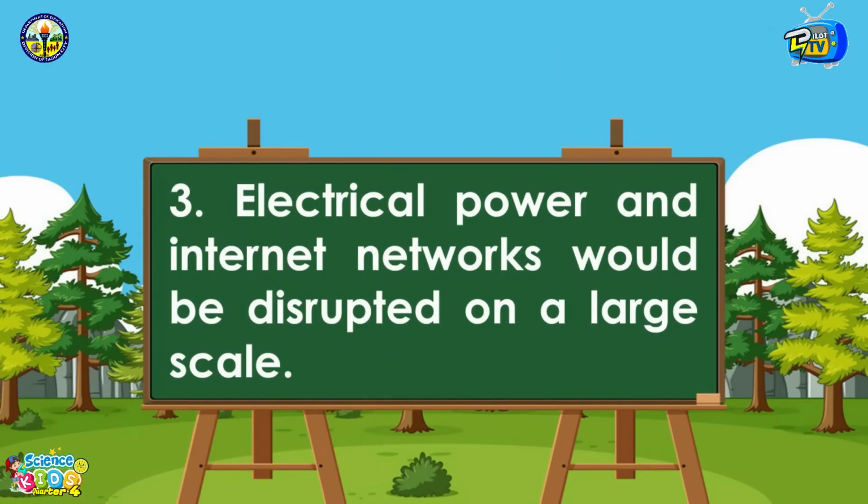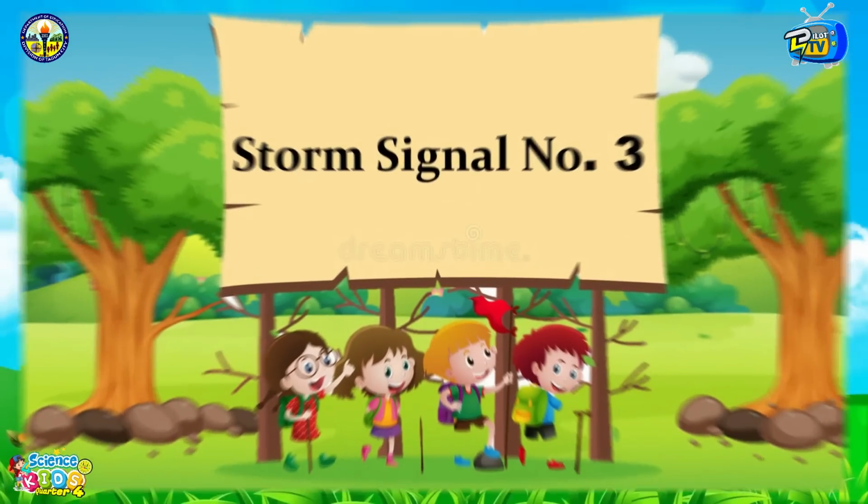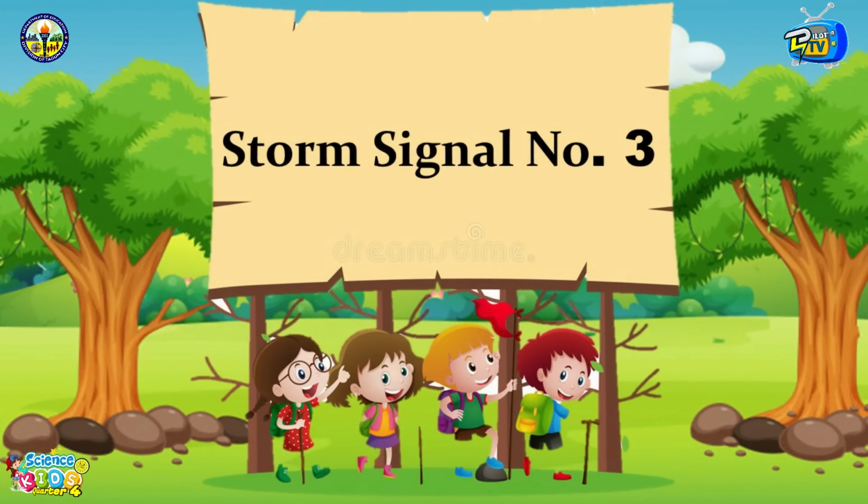Number 3. Electrical power and internet networks would be disrupted on a large scale. What is your answer? Awesome! The correct answer is storm signal number 3.